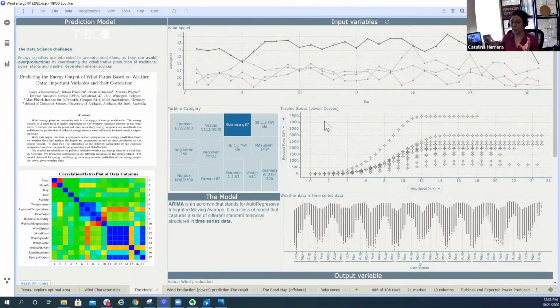So this is the data science challenge here. We have a multivariable model that we have to consider. We have time series data. We have seasonality on the weather variables, and we have power curves as well that we have to consider for all of these generators. So because of the time series nature of this data, we are using what is called the ARIMA model.